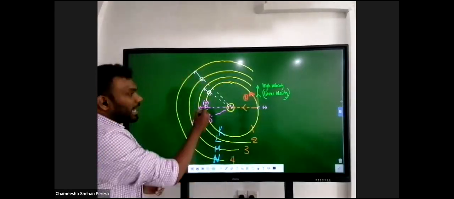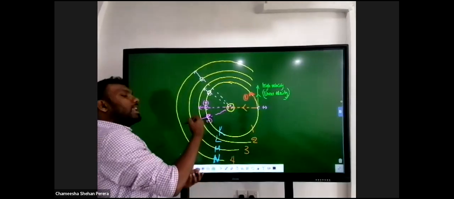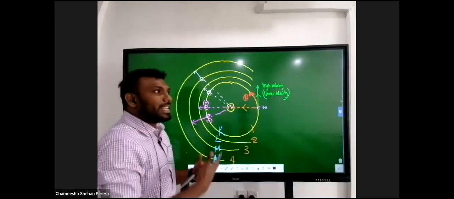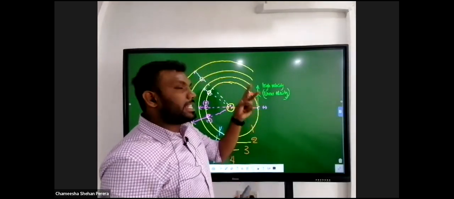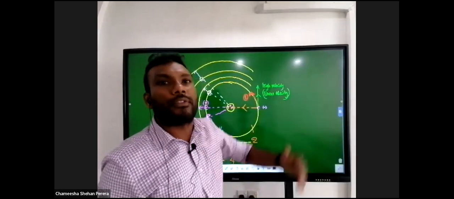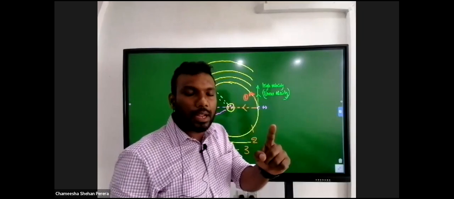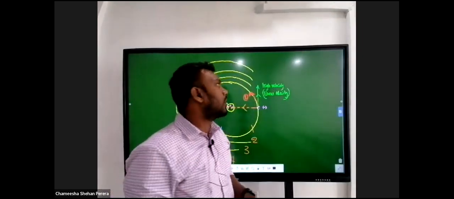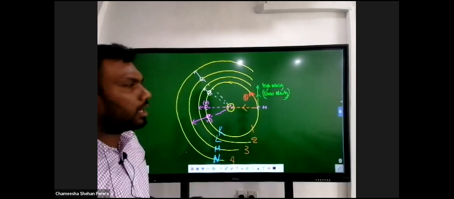But going from the first level to the third requires even more energy than from the first to the second. So the energy of the energy levels increases as you go away from the nucleus, but the difference in energy between levels decreases as you go away from the nucleus. Keep it in your mind very thoroughly. That's very important, extremely important, right? These two points have to be kept in your mind very strictly and thoroughly, right?